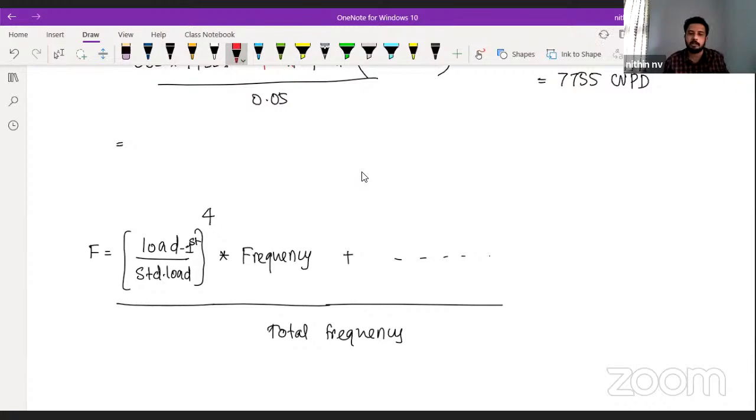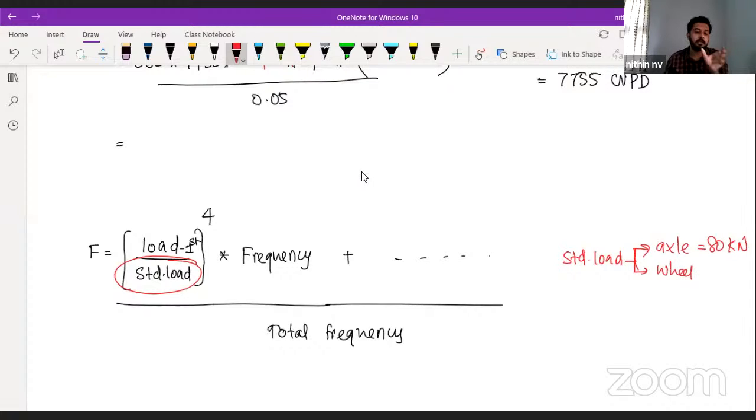Now, what is this standard load? This load, first load, second load, and the corresponding frequency, they will give in the question. But this standard load they will not give. That we have to remember. The standard load, I can tell in two ways. Actually, we consider standard axle load equal to 80 kilonewton. Sometimes they can make a twist by giving standard wheel load.